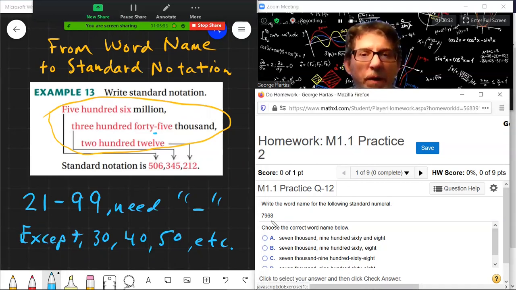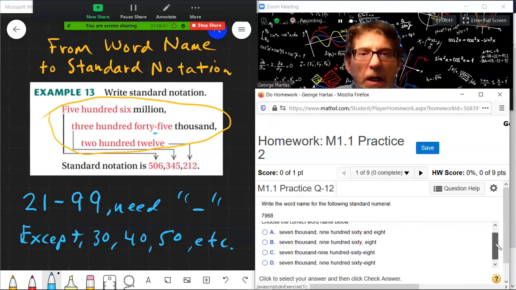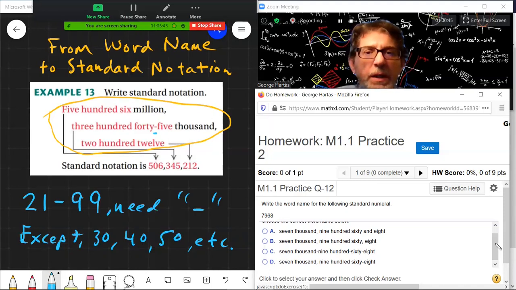So we have the number 7,968. Let's go down the list. Could it be A? 7,000, 960 and 8. It has the word and. Nope, that's not it.